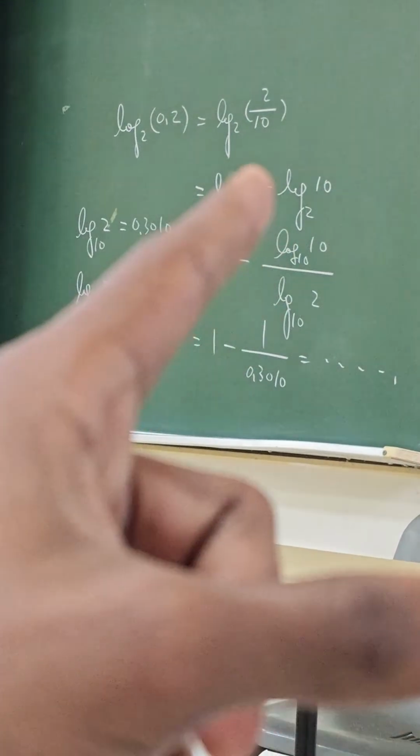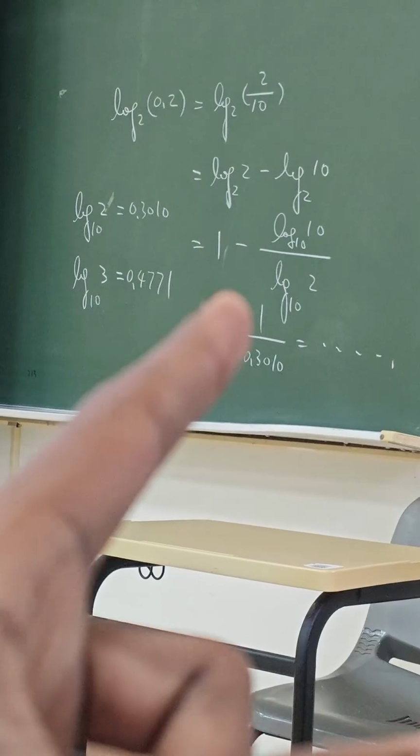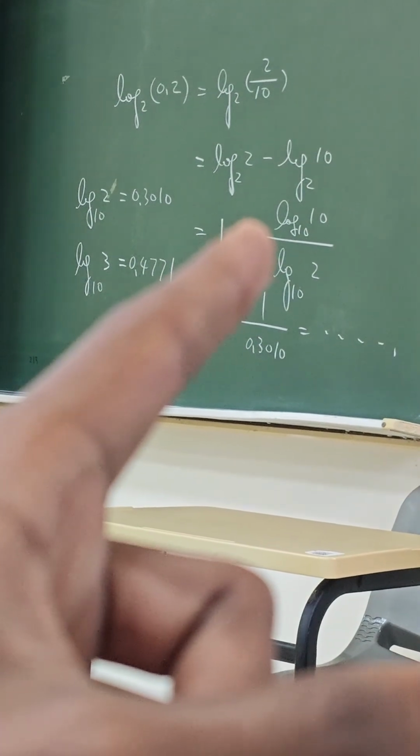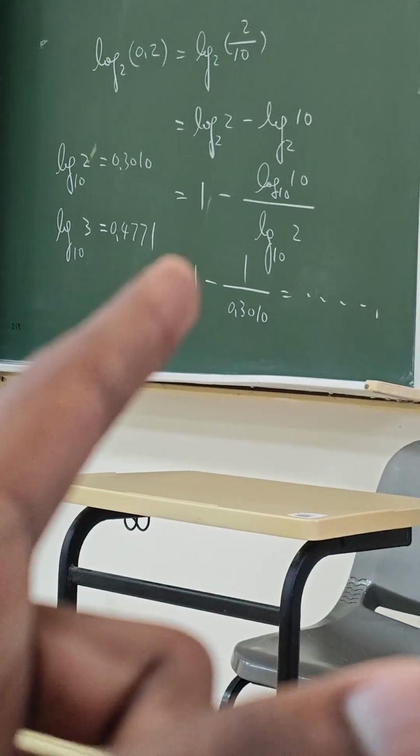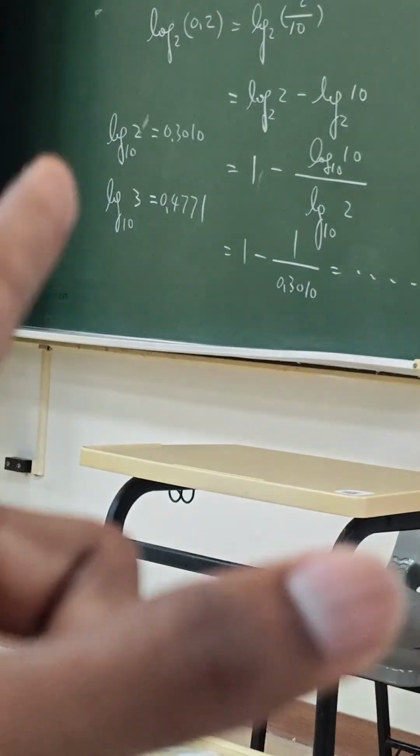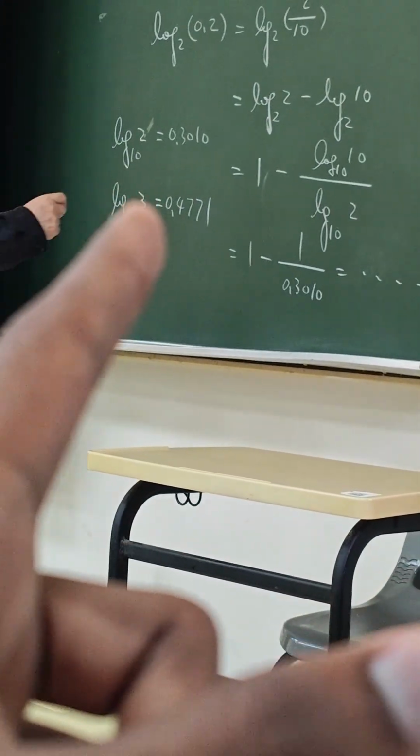How is log base 2 of 10 equal to log base 10 of 10 over log base 10 of 2? How? And he gave these. Are these just constants?